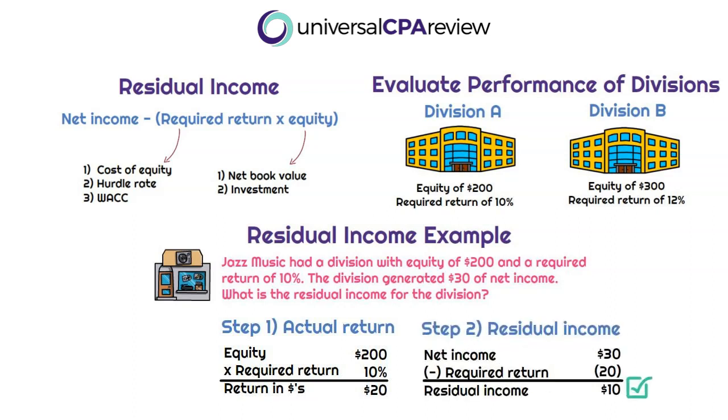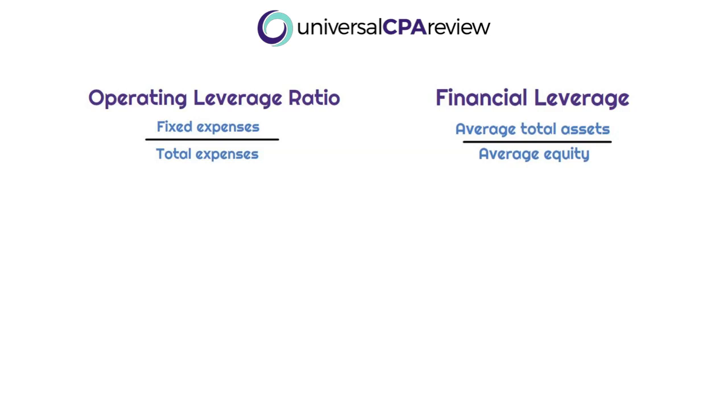And then we'll just take that net income of $30, subtract the required return in dollars of 20, and that means the division had residual income of $10. So they basically exceeded their required return. So if we're looking at whether that division was valuable or not, yes, because they generated income in excess of their required return.